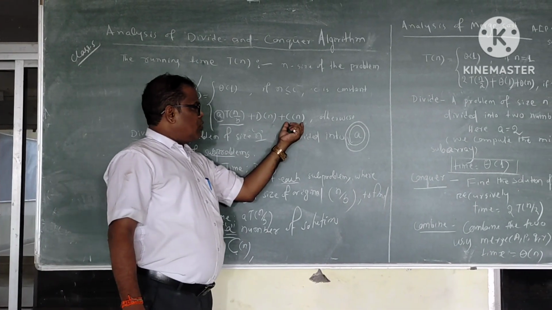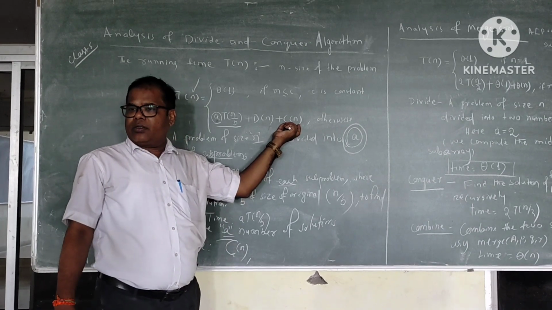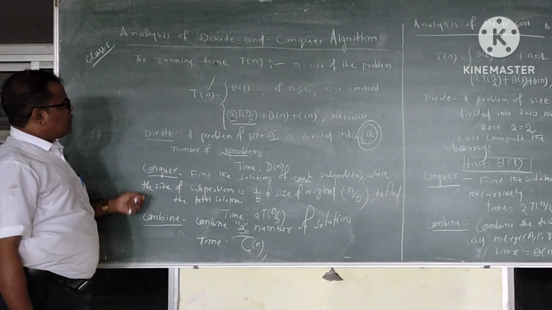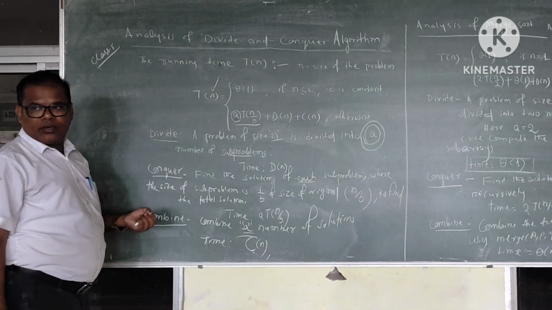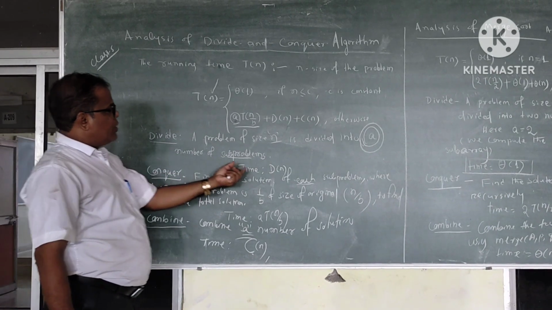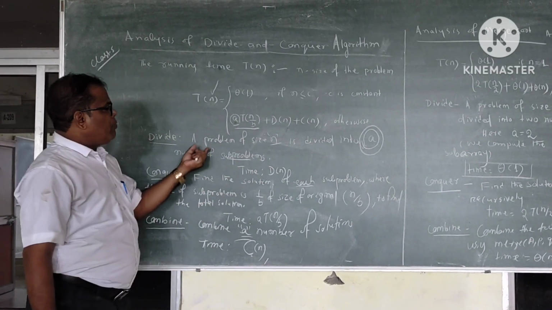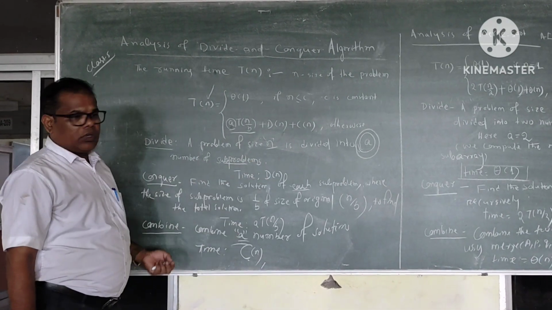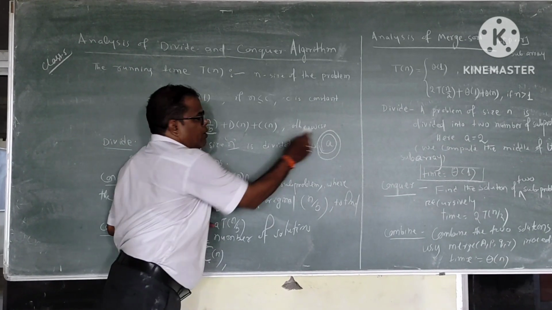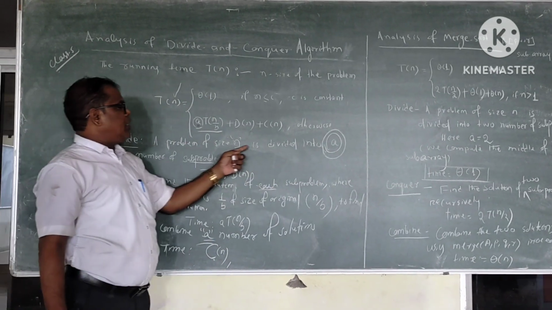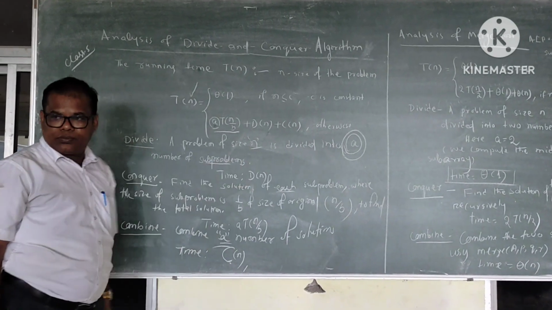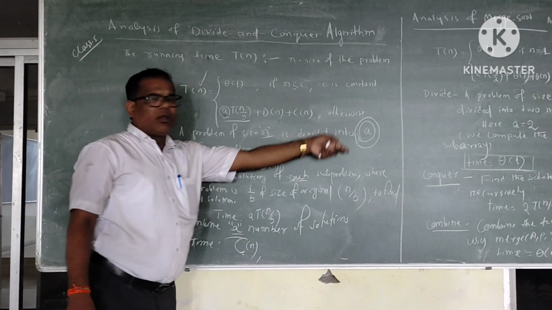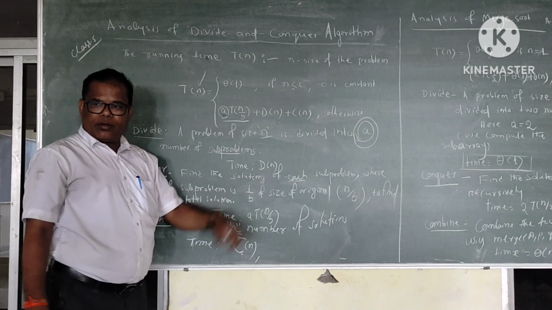And the third term is the time required to combine the solutions of the subproblems. Now let us explain what exactly this means. Divide means a problem of size n is divided into a number of subproblems. How many subproblems? A subproblems. A problem of size n is divided into a subproblems. The time for dividing a problem into subproblems we define as D of n.